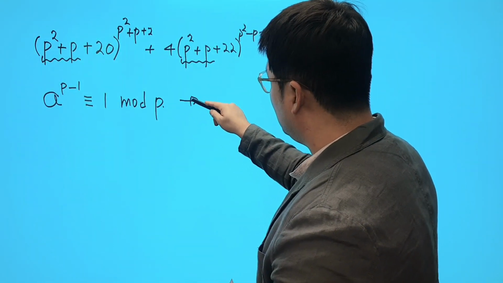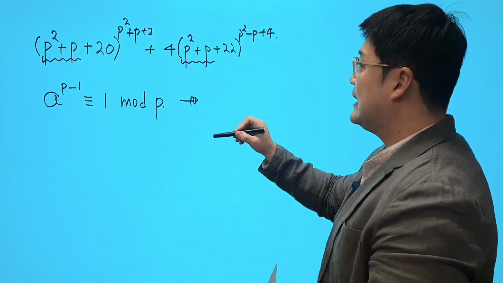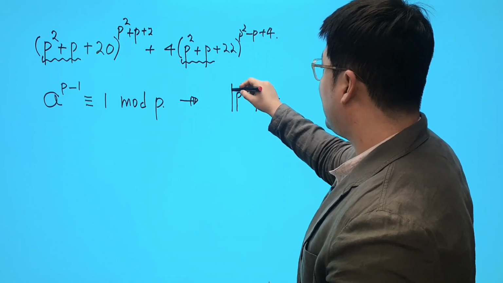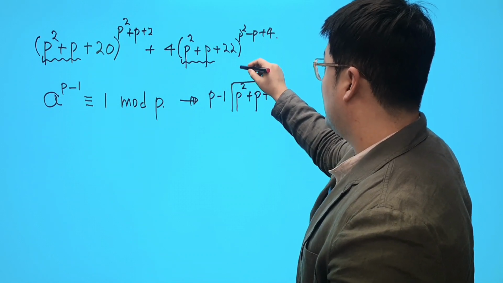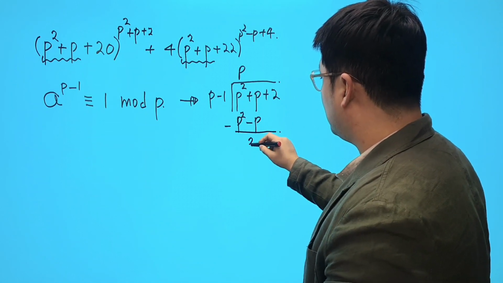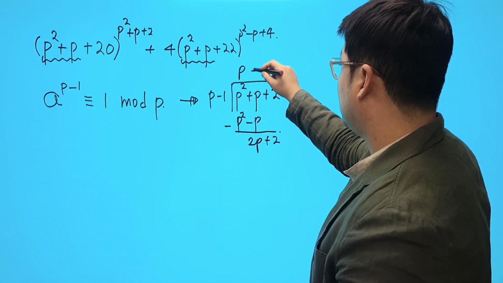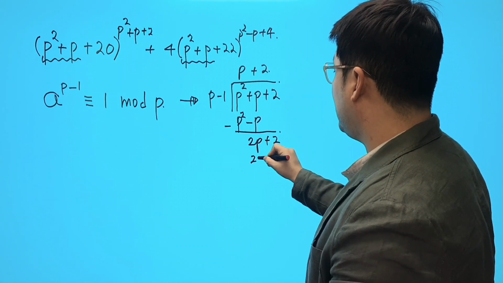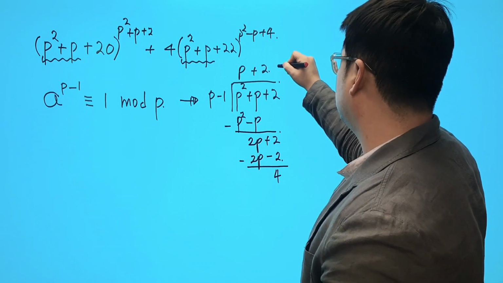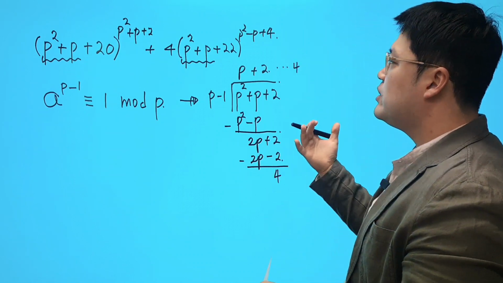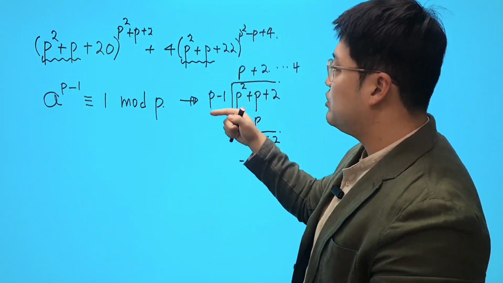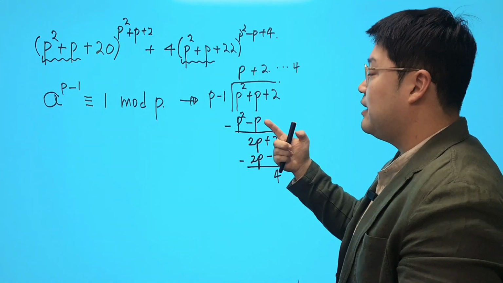Using Fermat's little theorem, we check p squared plus p plus 2 divided by p minus 1. We get p out there, so p squared minus p, and we subtract it out. We get 2p plus 2, so we get plus 2. So we have 2p minus 2, and if we subtract it out, we get 4. So the whole left side expression will be just (p squared plus p plus 20) to the power of 4, in mod p.